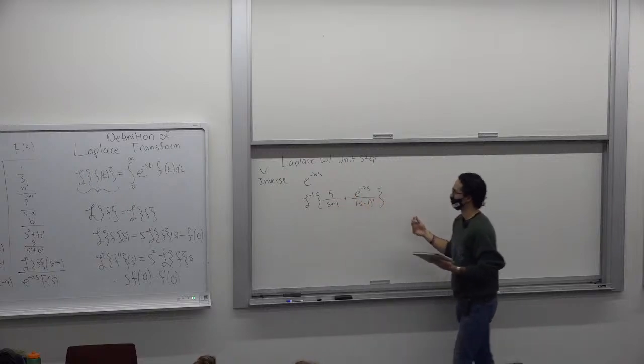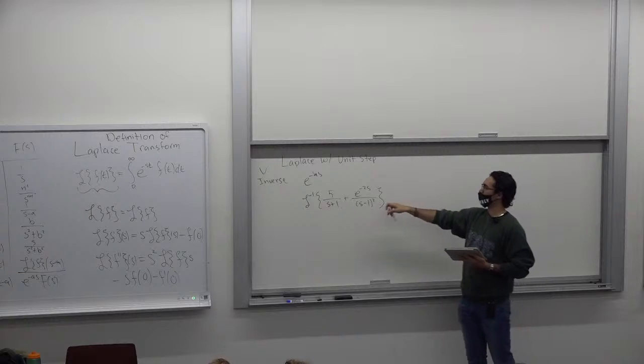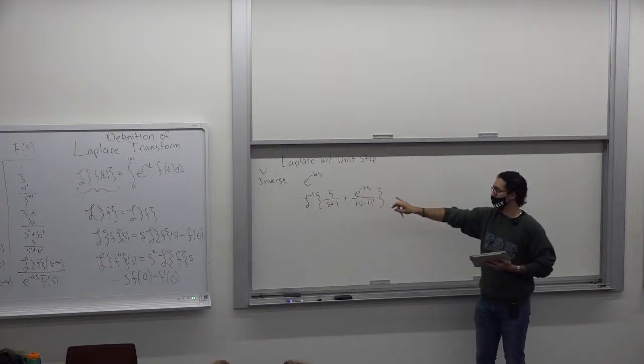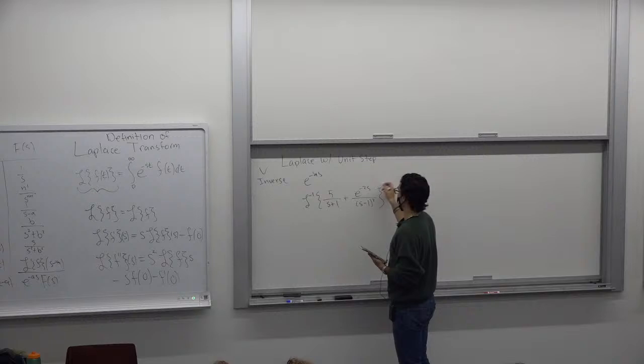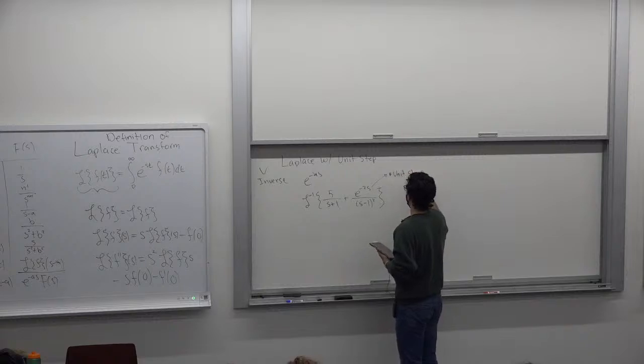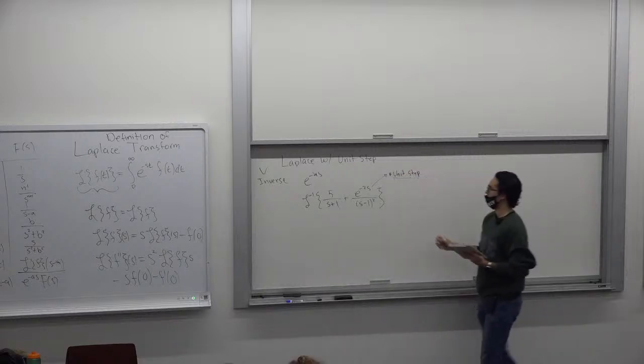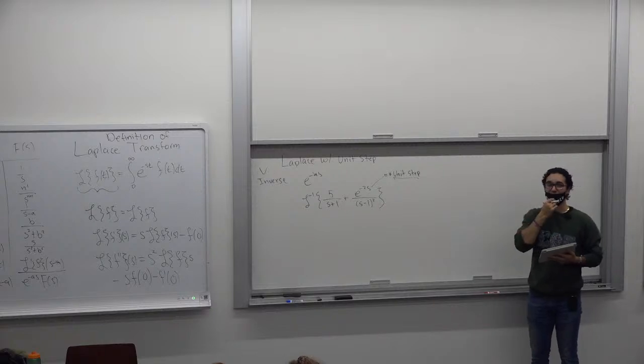Bam. Just using our table. Here we have e to the negative 2s. So what we're going to do is ignore the e to the negative 2s for now, but we'll make note that it's a unit step. So bam, unit step. But when we take the inverse Laplace, for the time being, we're not going to worry about it.